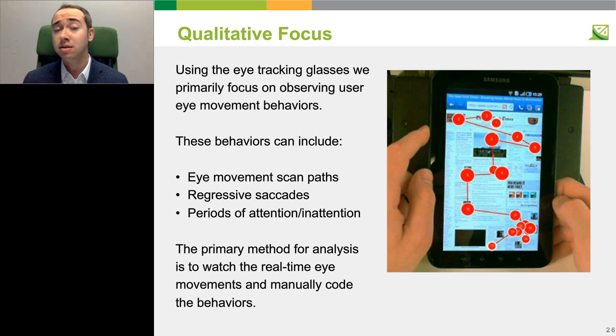Attention or inattention is very important. Are they really attending to the device? Are they distracted? Are they looking away? How long are they distracted? Where are they really focusing their attention on the mobile device? As you know, if you do mobile experience design and research, we have their attention for very short periods of time. There tend to be a lot of distractions in a mobile environment. The eye tracker is really good, especially with the glasses, for understanding not just what is happening on the screen, but the surrounding elements as well.